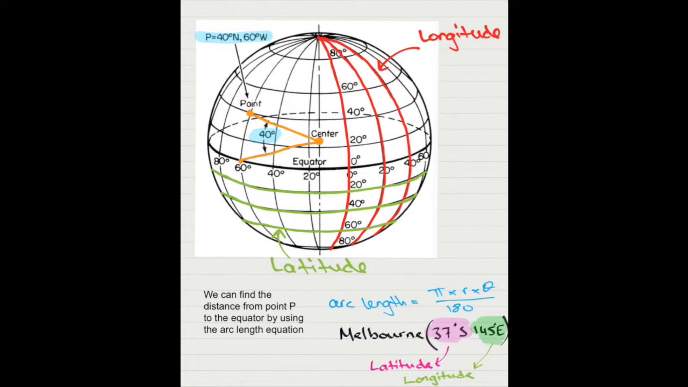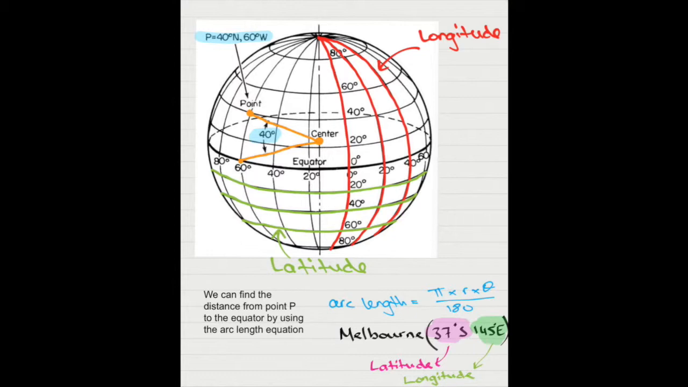So what do these latitude and longitudes mean? Well, I've got here the coordinates for the city of Melbourne. The coordinates are 37 degrees south, 145 degrees east. The first number that we're given is always the latitude, and the second number is always the longitude. You can probably guess that latitude and longitude refer to how far north or south you are of the equator, or how far east or west you are of the prime meridian.